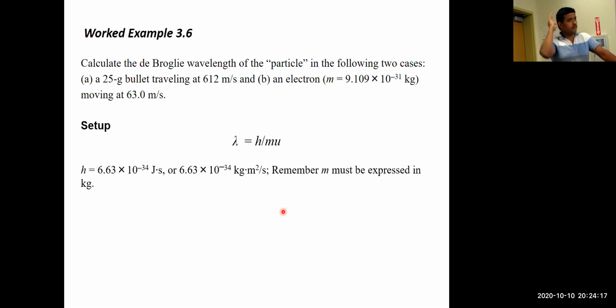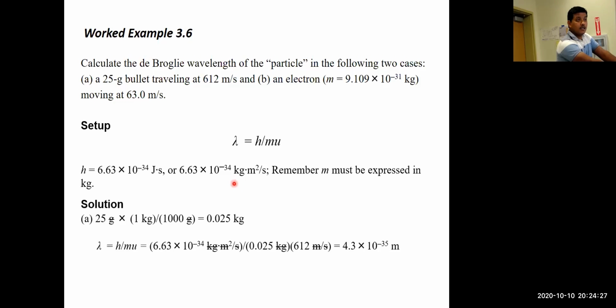So now let's make sure any given units are converted into the units that we need. Because you have kilogram in the unit for h, Planck's constant, you need to convert 25 grams into kilograms. So you do that and set up your numbers: h over mass, 0.025 kilograms, and the speed in meters per second. It happens that the wavelength of that particle is 4.3 times 10 to the power of negative 35.